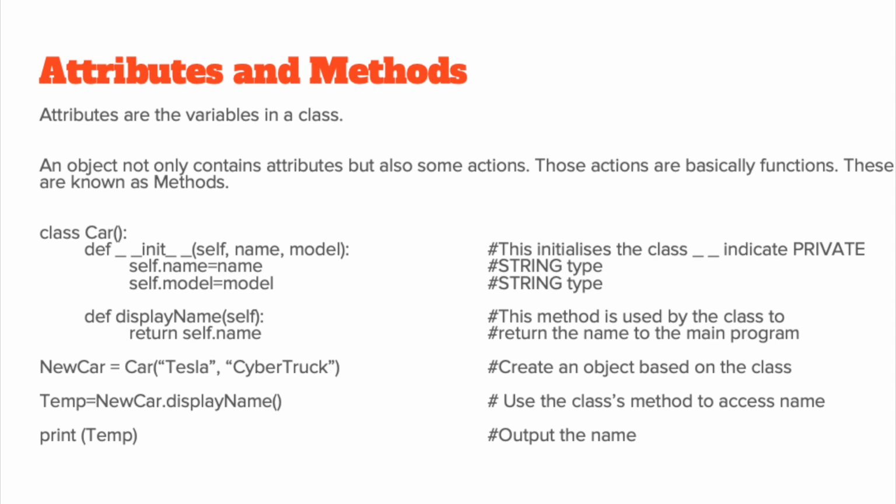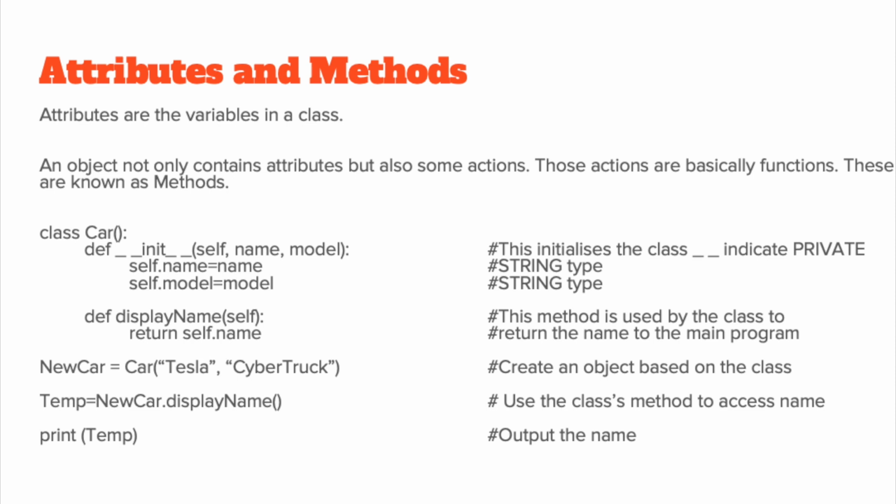So once we define this class, this car object, and the two attributes name and model, and these are always defined in the initialization function. This is also known as the constructor. And the second is the method display name, which will return the name back to the main program.